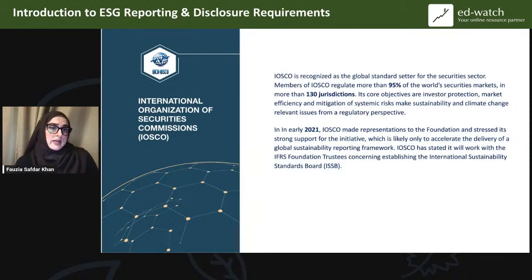Before that, there is an organization you can see on the screen, the International Organization of Securities Commissions, IOSCO. They are the global standard setters for the securities sector, and they manage almost 95% of the world's securities market. Their purpose is to protect investors' interest, make markets more efficient, and mitigate all kinds of risks related to sustainability and climate change, which are relevant to regulatory risks. In July 2021 this organization issued a letter that all our securities and exchange commissions should adopt this exercise, so that all companies listed with them have to do ESG or sustainability reporting. And they are advocating and working in collaboration with the IFRS Foundation.